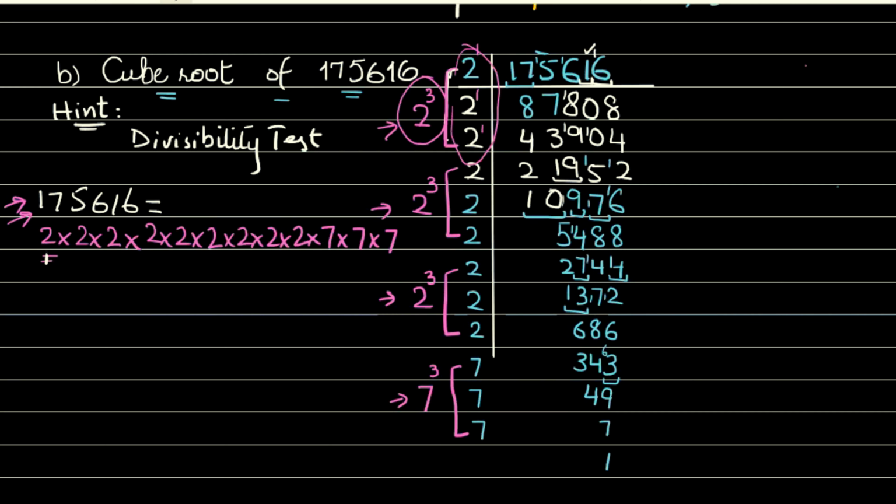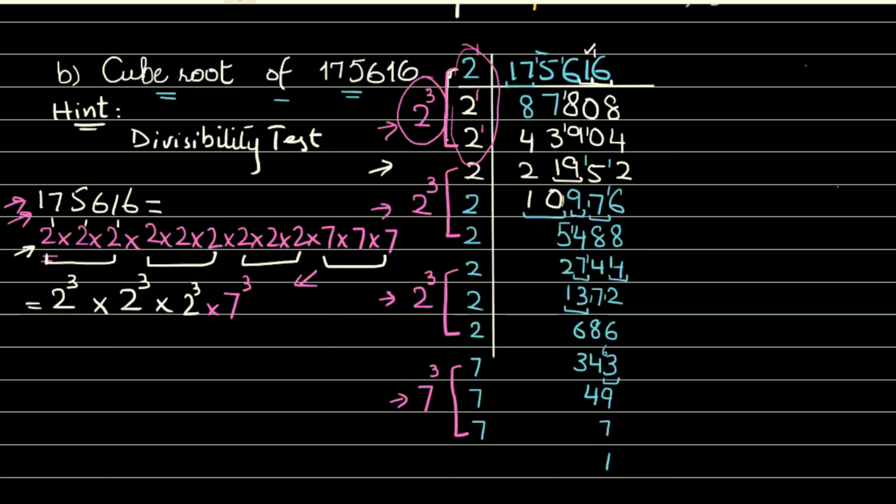So I can make a group here. I already made a group of 3, so you can easily write it: 2 three times, because it's a base number and its powers you can add. And this 2 and this 2 you can write in exponential form, and this 7 also you can write in this form. So all these numbers we have written in their power of cube. Why cube? Because we are going to find the cube roots.